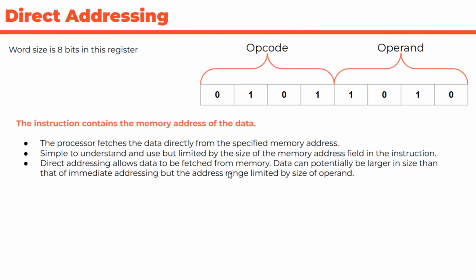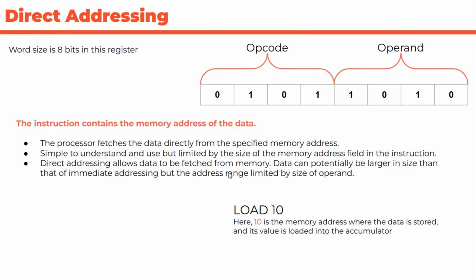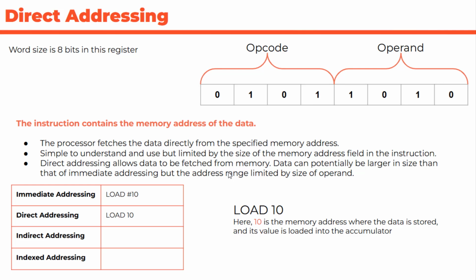But 10 is not the data, because that would be immediate addressing. 10 is the memory location in which I need to go to extract the data from and load it into the accumulator. So load 10, here 10 is the memory address where the data is stored, and its value is then loaded into the accumulator because my opcode is 5, and that's a load command. That's what it looks like in our different addressing modes. So on to the next one.